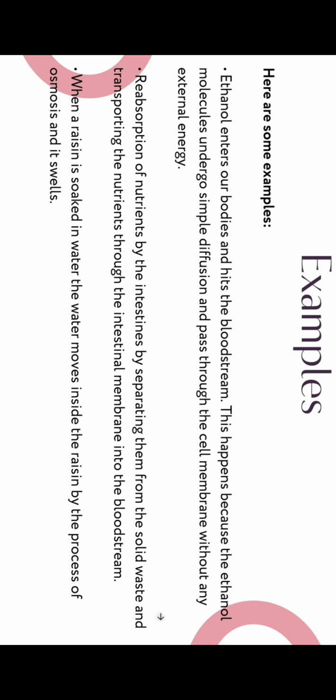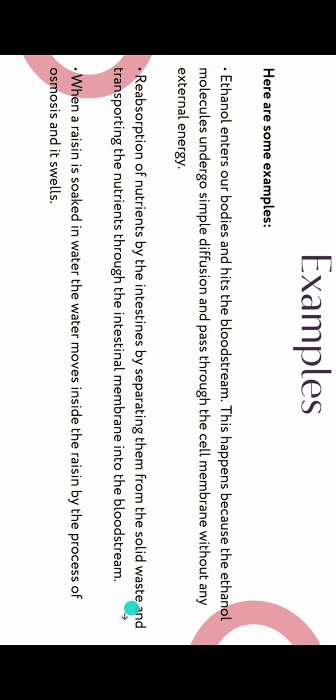Here are some examples. Ethanol enters our bodies and hits the bloodstream. This happens because the ethanol molecules undergo simple diffusion and pass through the cell membrane without any external energy. Reabsorption of nutrients by the intestines, by separating them from the solid waste and transporting the nutrients through the intestinal membrane into the bloodstream. And the last one, when a resin is soaked in water, the water moves inside the resin by the process of osmosis and it swells.